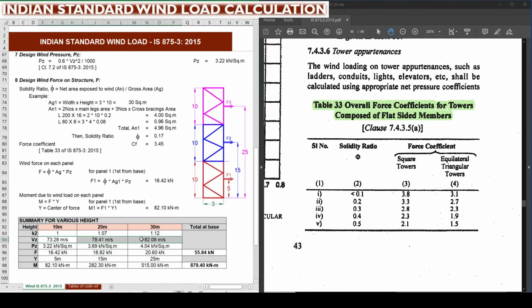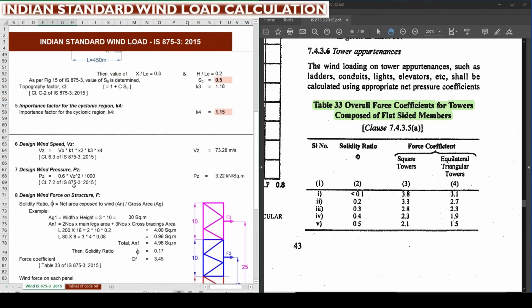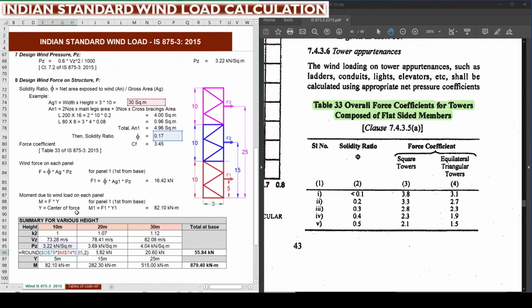So likewise I am having the Vz value. Pz is nothing but 0.6 into Vz square divided by 1000. The same formula is applied here and I am getting Pz for each individual segment. And F is the force which we calculated here. F is equal to phi into Ag into Pz. That Ag value is common for all the three segments, 30 square meter, and the phi value is also common for all the segments or all the panels, 0.17.